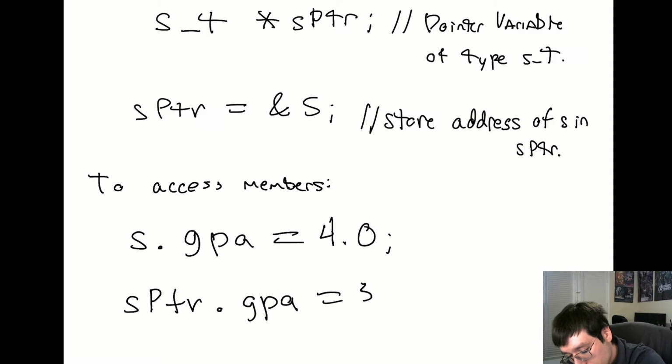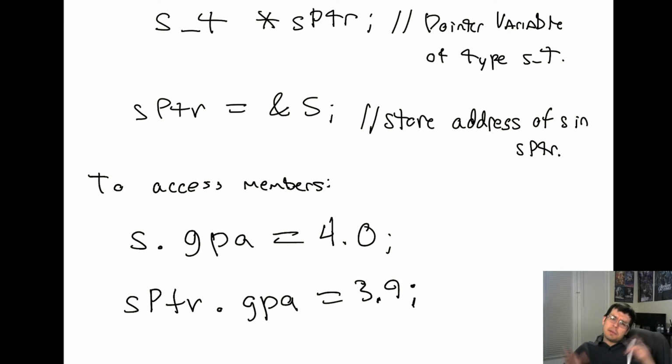Let's say you want to update it to 3.9 because they didn't understand pointers properly, so they lost some points on their test. You might say, oh okay, all I got to do is put the pointer variable, put the member access operator, and put the member variable name, GPA, and call it a day.